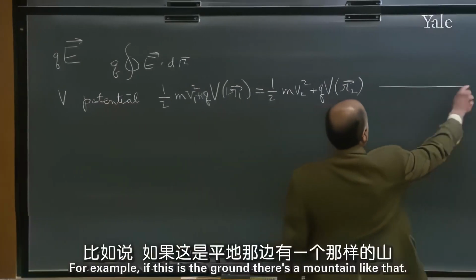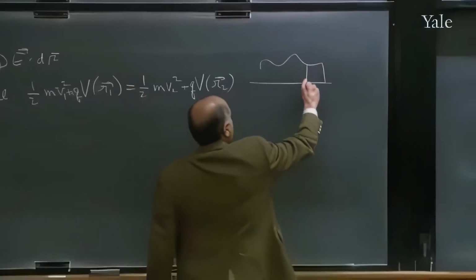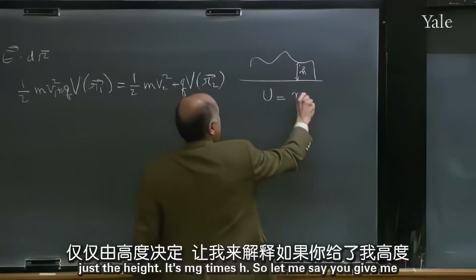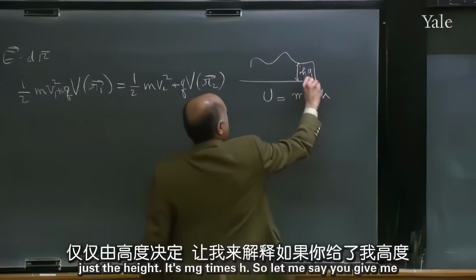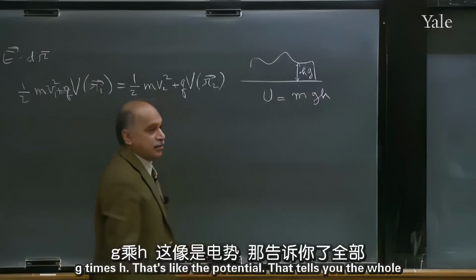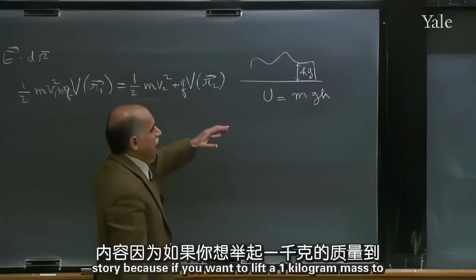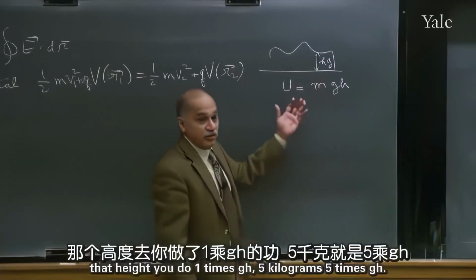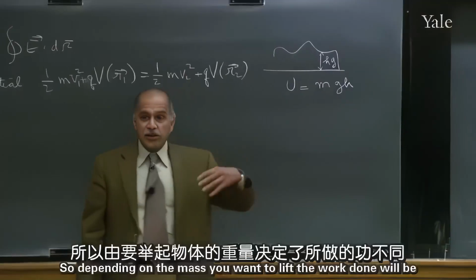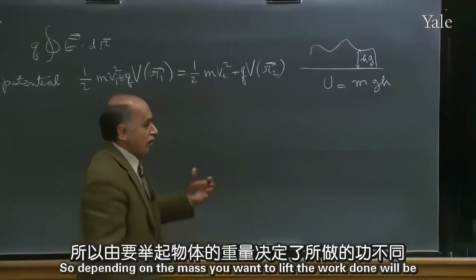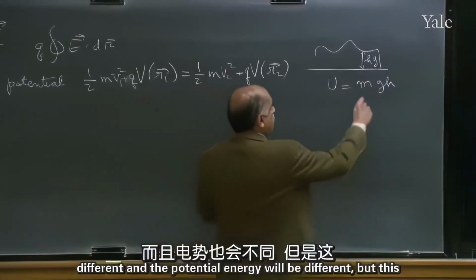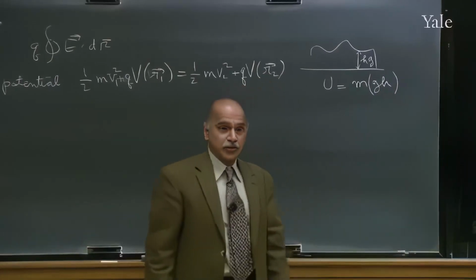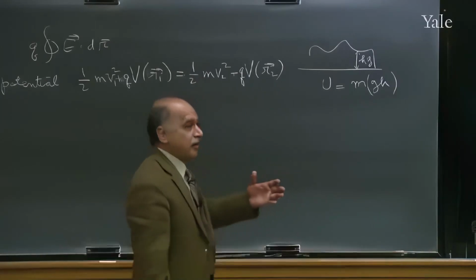For example, if this is the ground, there's a mountain like that, you give me the height. The potential energy is not just the height, it's mg times h. So let me say you give me g times h. That's like the potential. That tells you the whole story, because if you want to lift 1 kilogram mass to that height, you do 1 times gh, 5 kilograms, 5 times gh. So depending on the mass you want to lift, the work done will be different, or the potential energy will be different. But this doesn't depend on the mass you're planning to carry around. So you take out the mass, you can always put it back.